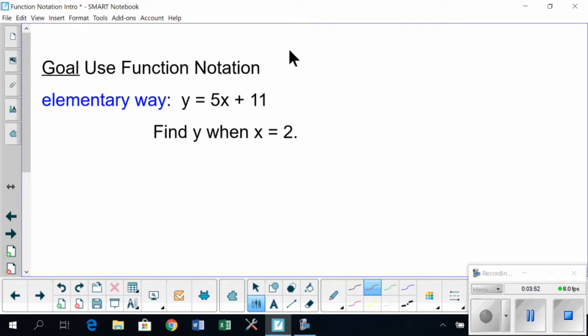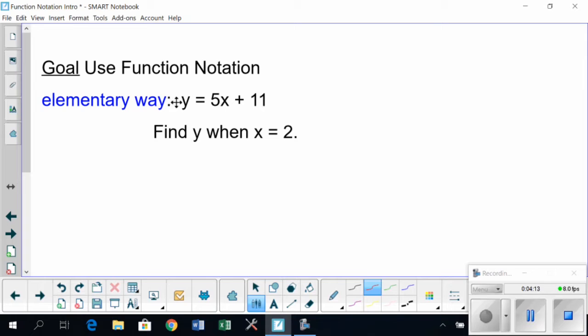Today, we want to learn really how to write functions in algebra class and the difference between the elementary way to write a function and a more advanced way to write a function called function notation. So write down the goal. The goal for today is to be able to use function notation. And let's look back at the elementary way to write a function.